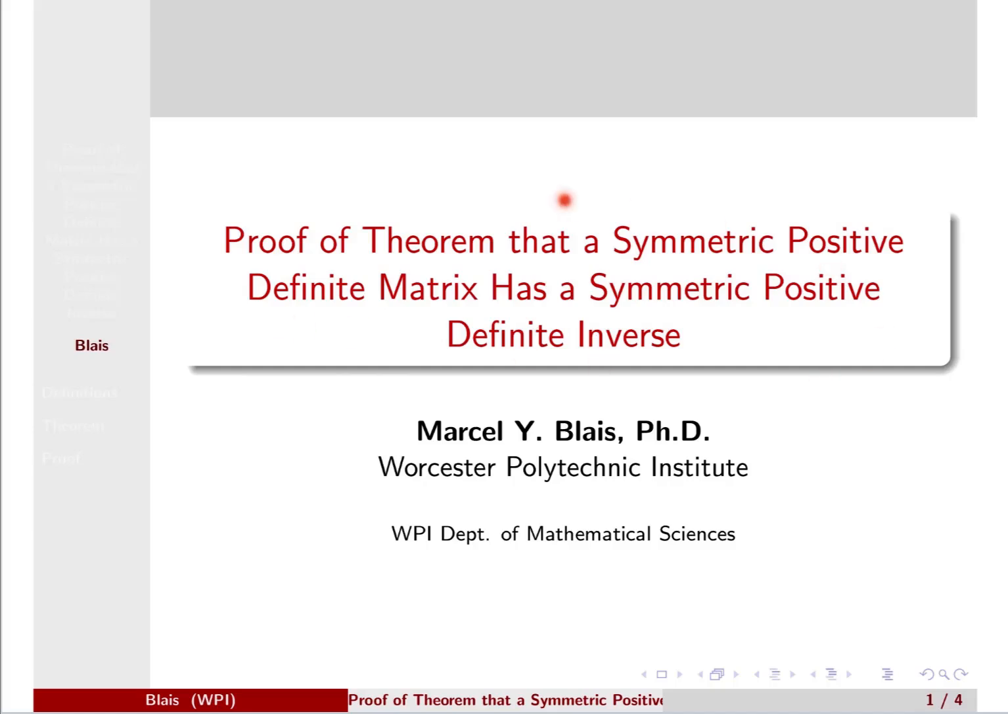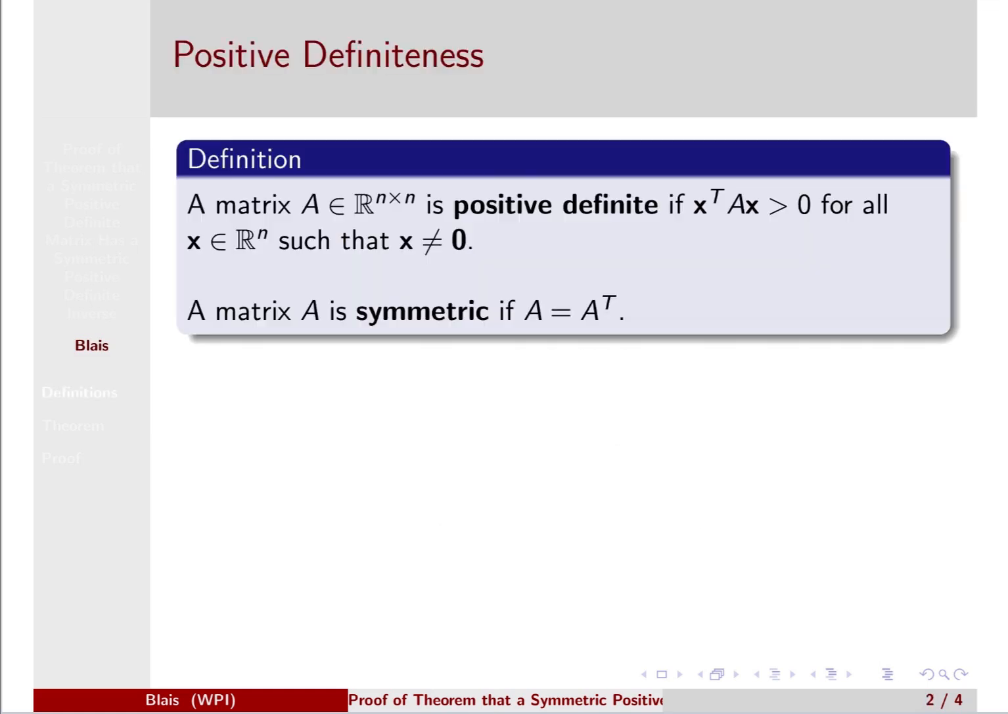In this lecture, we will be proving the theorem that a symmetric positive definite matrix has a symmetric positive definite inverse. Let's remind ourselves of the definition of positive definiteness. A matrix A in R^(n by n) is positive definite if x transpose A x is positive for all vectors x in R^n such that x is not the zero vector.